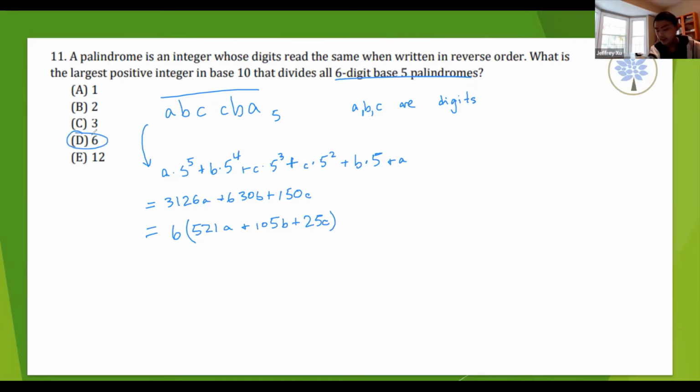And it's easy to find a palindrome that's not divisible by 12. If you just let A equals 1 and B equals C equals 0, for example, then it's not divisible by 12. So our answer is just going to be D.